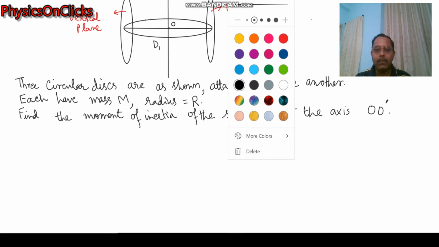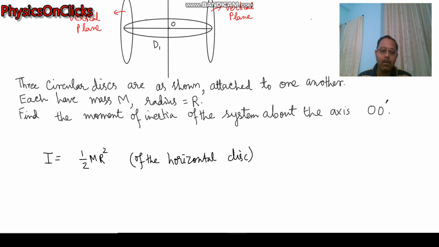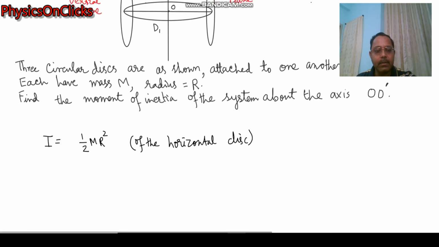So what is the moment of inertia of the horizontal disk? That moment of inertia will be equal to half m r square of the horizontal disk. Now, if you look at the other two vertical disks, here we need to find out the moment of inertia of this vertical disk about its own diameter.